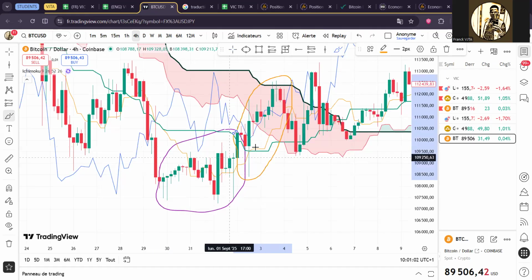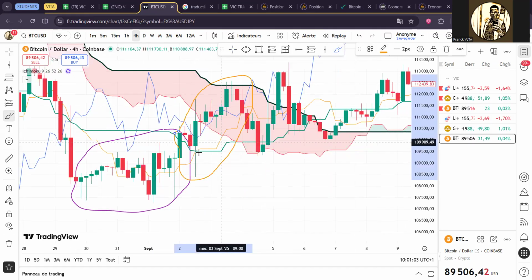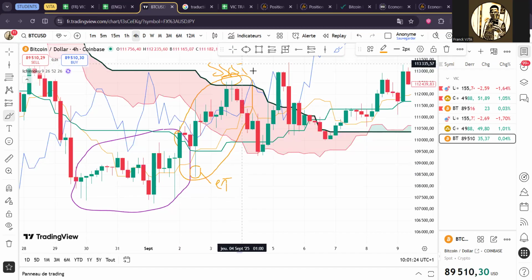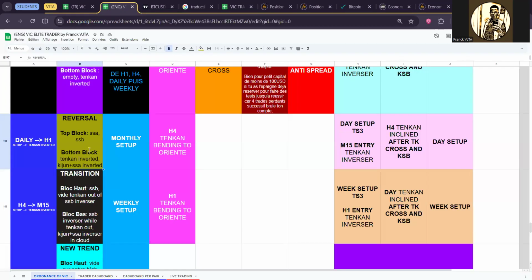SSB. So now, inside the reversal cycle, you will see that the bottom point is the inverted Tenkan, almost the inverted Kijun too. This is the entry number 1, right? And the top point is the SSB for the TP. That's what I'm talking about here. The inverted Tenkan for the bottom block, and the bottom point, and the SSB for the top block and top point.